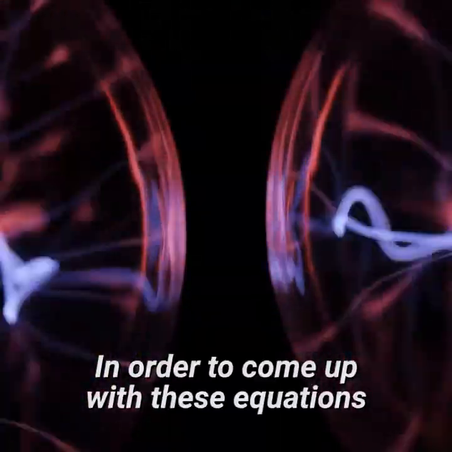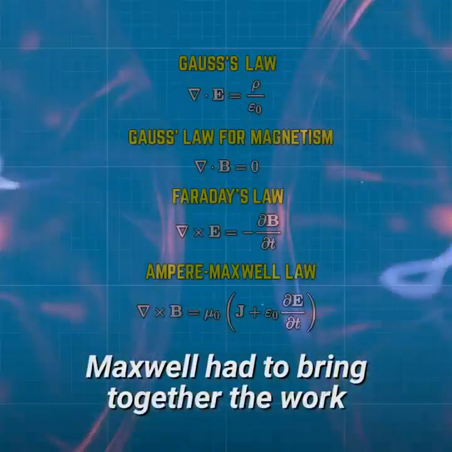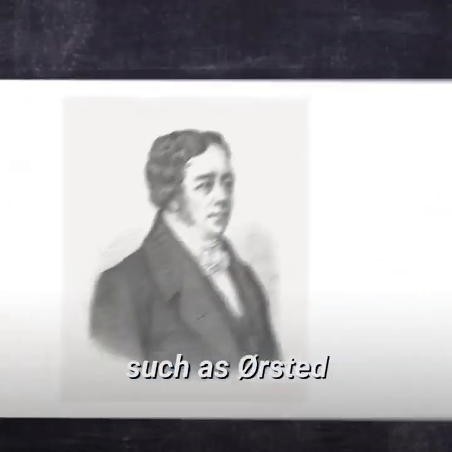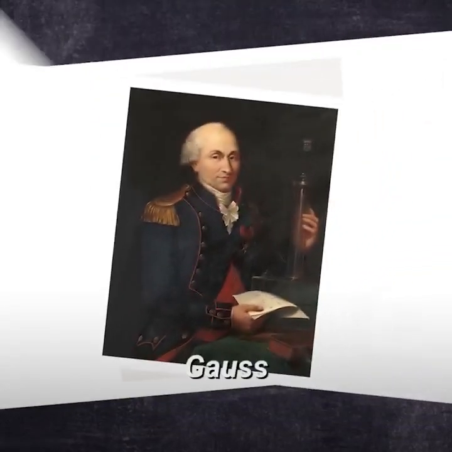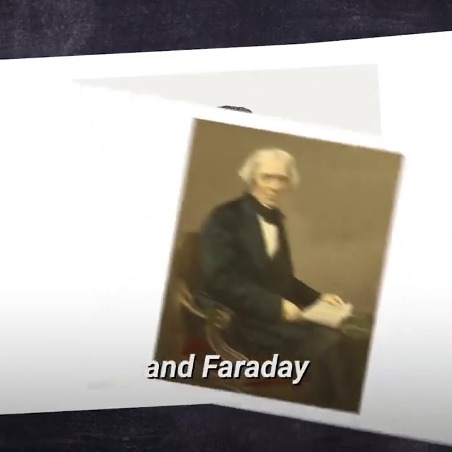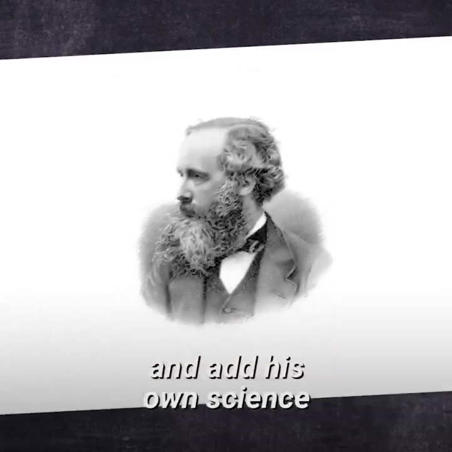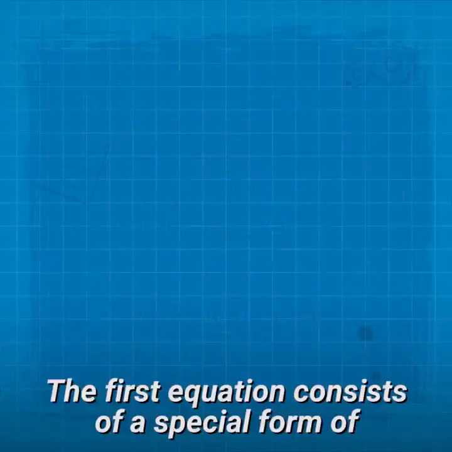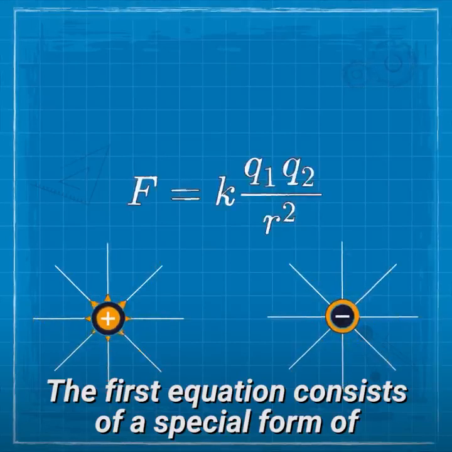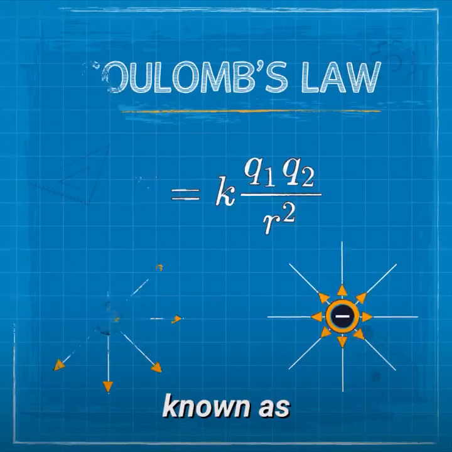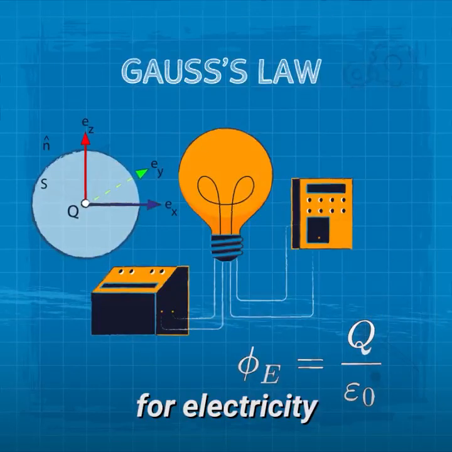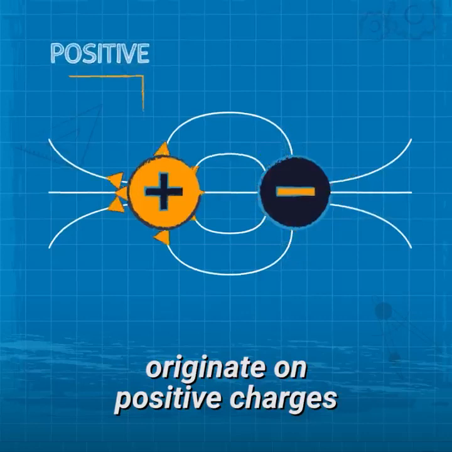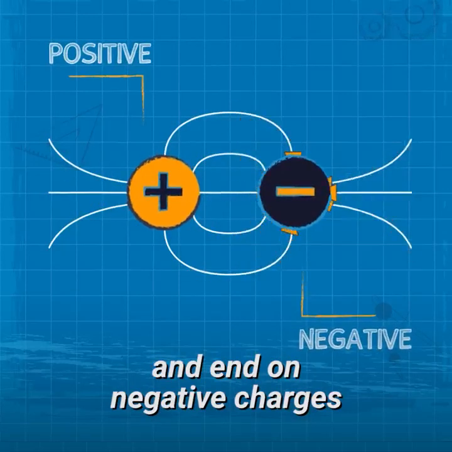In order to come up with these equations, Maxwell had to bring together the work that had been done by physicists such as Ørsted, Coulomb, Gauss, and Faraday, and add his own science. The equations are separated in 4 groups. The first equation consists of a special form of Coulomb's law, known as Gauss's law for electricity. It dictates that electric field lines originate on positive charges and end on negative charges.